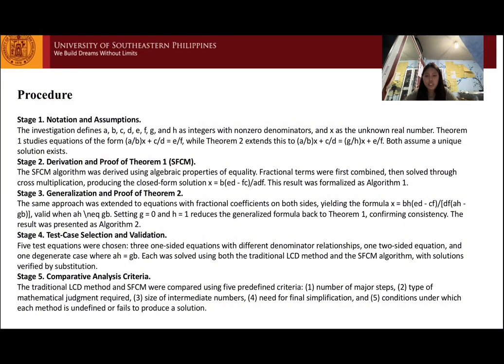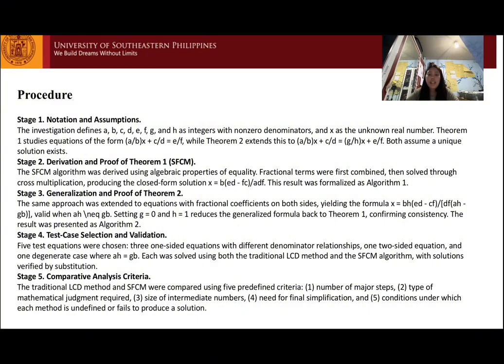For stage 3, we extended this idea to equations with fractional coefficients on both sides by applying the same combine then cross multiply strategy. So we derive and prove theorem 2. We also verified that setting the additional coefficients to 0 reduces theorem 2 back to theorem 1, confirming the internal consistency of the algorithm. And stage 4 is focused on selecting test cases.